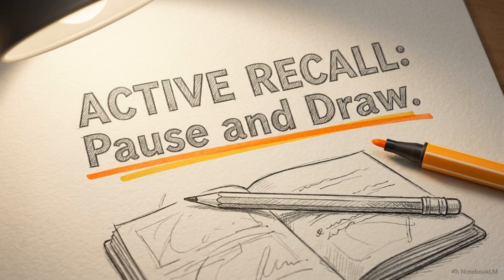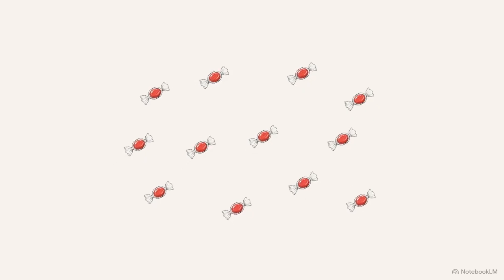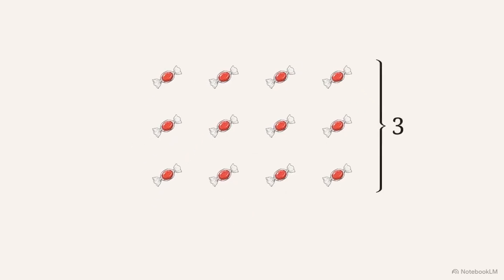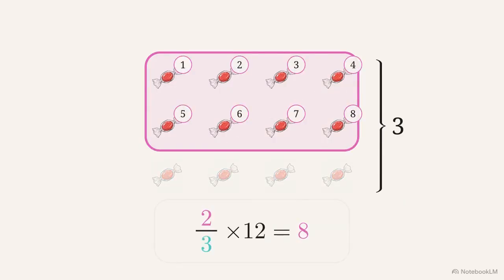Let's test this visually. Pause the video right now, grab some paper, and try to draw exactly what 2/3 of 12 candies looks like. To draw this, the denominator serves as our guide. It tells us to divide our total set of 12 into 3 separate groups. That leaves us with 4 candies in each group. To find our final answer, we look at the numerator. It tells us we need exactly 2 of those groups. Counting them up, we see that 2/3 of 12 equals 8.